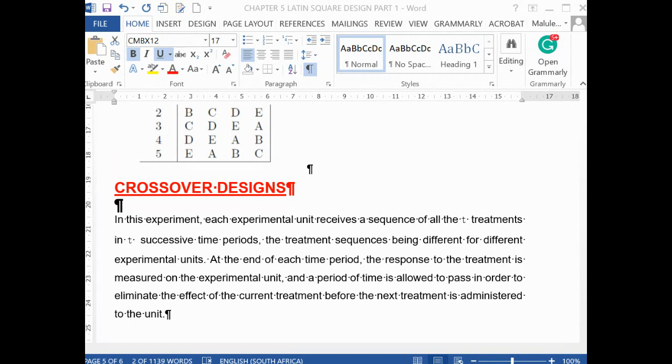I want to spend more time on the ones you can be assessed on. So this one, the crossover design, I can even cover it tomorrow in the first section. Today I want us to focus on the replicated Latin square design.